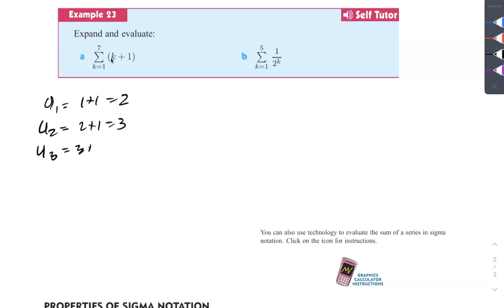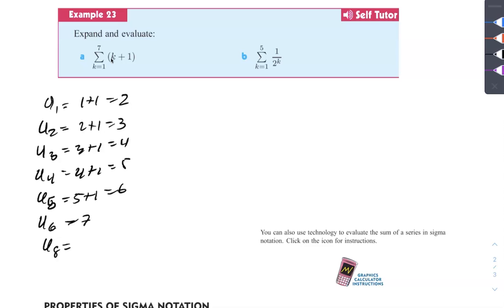U3, 3 plus 1 is 4. U4, 4 plus 1 is 5. U5, 5 plus 1 is 6. U6 is 7. I'm just going to go U8. So U7, sorry, is 8. Right, so those are all my terms.